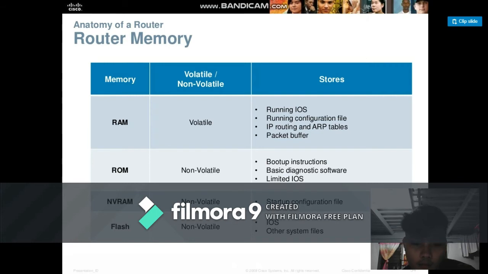Volatile and non-volatile. RAM stores the running IOS, running configuration file, IP routing and ARP tables, and packet buffer. For ROM, boot up instructions, basic diagnostic software, and limited IOS. NVRAM holds the startup config file, and flash holds the IOS. So let's proceed to the next chapter.